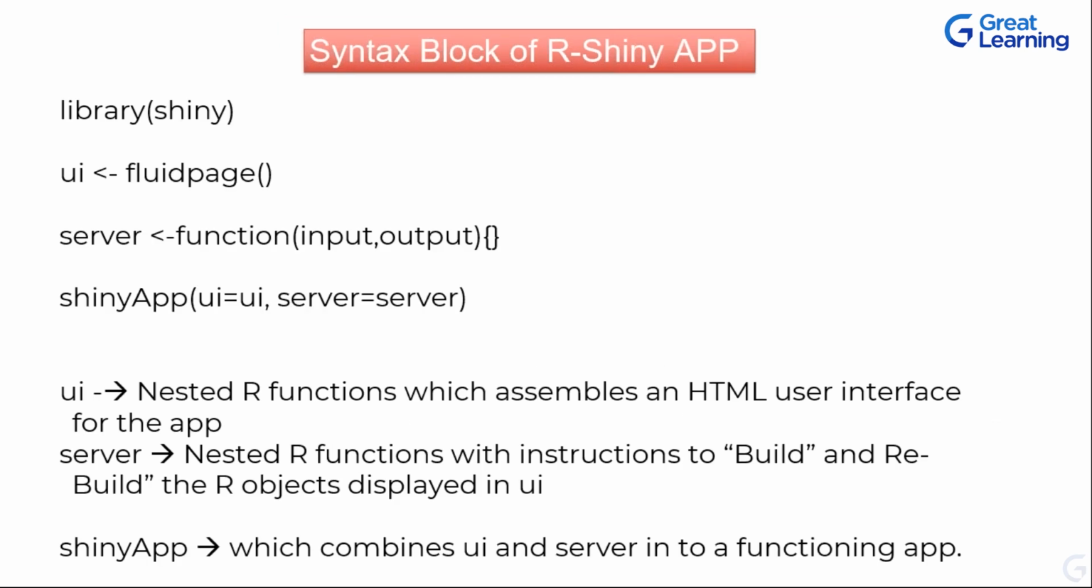What is the syntax block of R Shiny? The first thing you have to use is library(shiny). The entire Shiny app works on two blocks. First is a UI block and the second is a server block. Okay. What is a UI block? It actually assembles an HTML user interface. Okay. People who are aware of HTML will be able to understand what I mean by an HTML user interface.